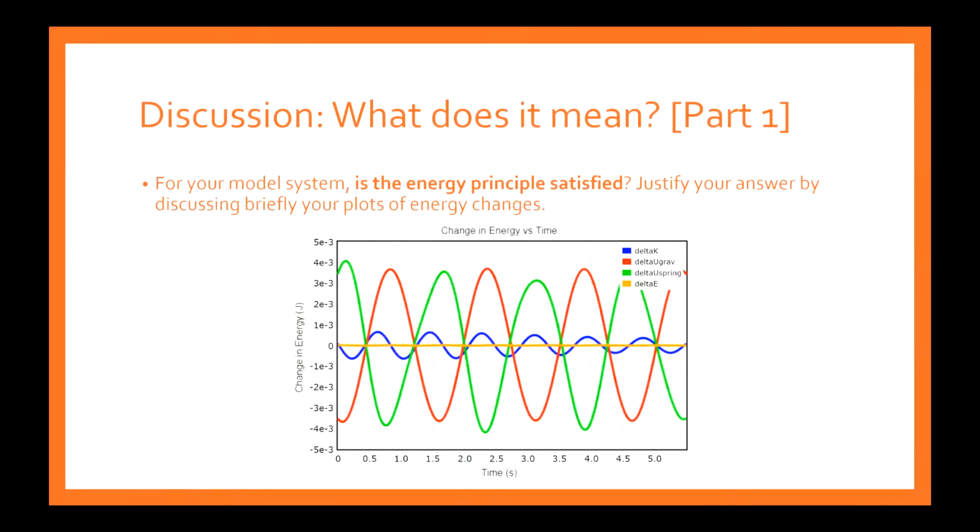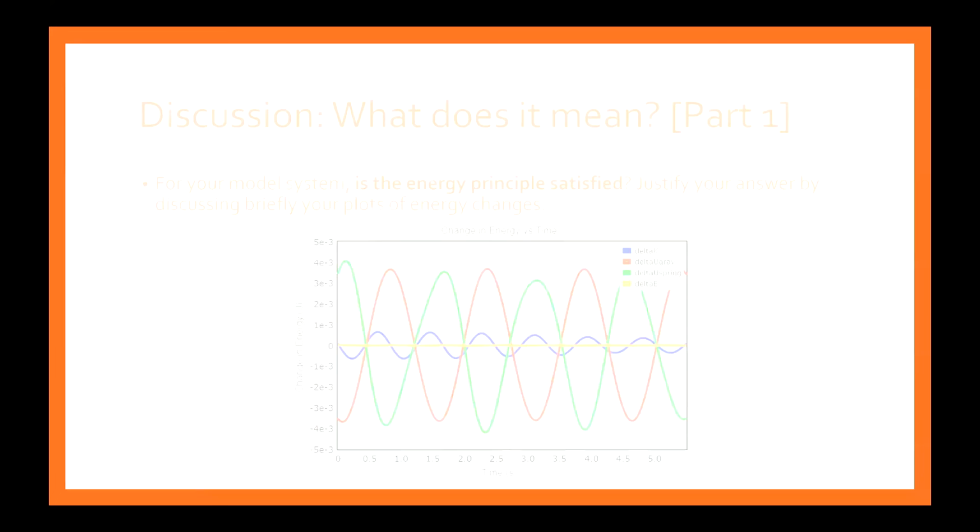And now, what does it mean? Question: is the energy principle satisfied? As you can see in the middle, delta E means the total energy. So there is no change in total energy, which is great because energy is conserved, which means the energy principle is satisfied, basically.